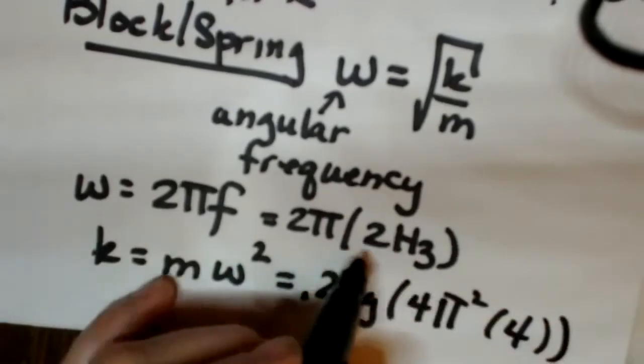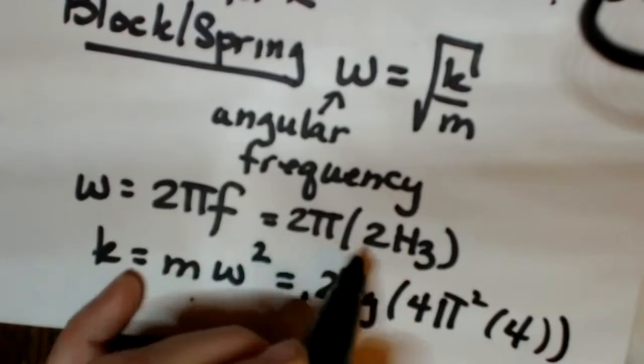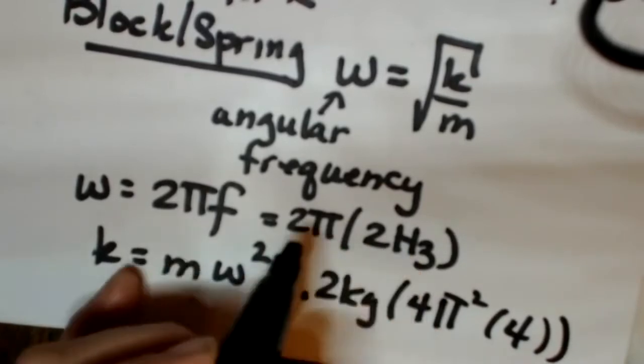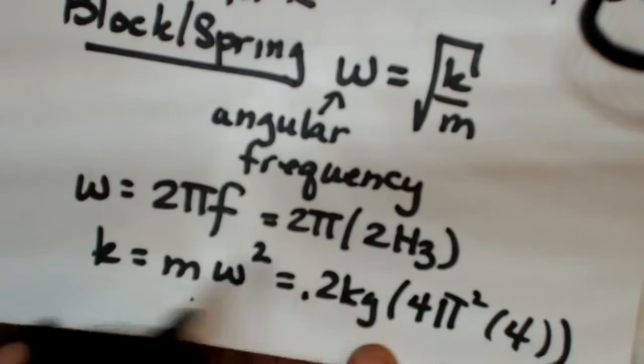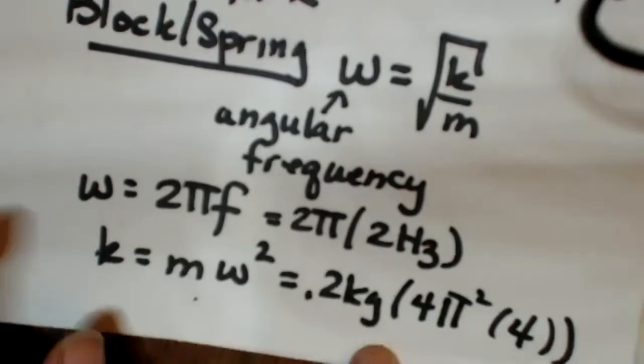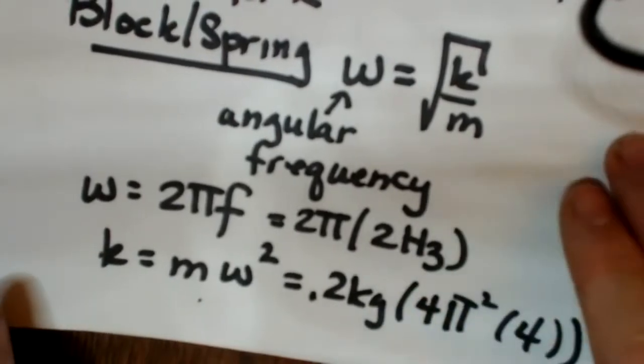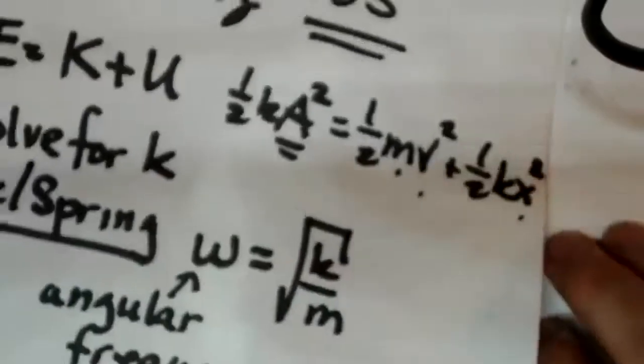Okay, so I just squared this thing right here. So 4 pi squared, and then the 2 hertz is 4. And I can put all that together, and that's fine. All right, so that gives me K. And you can put that together as a number because you've got a calculator and you can do that.